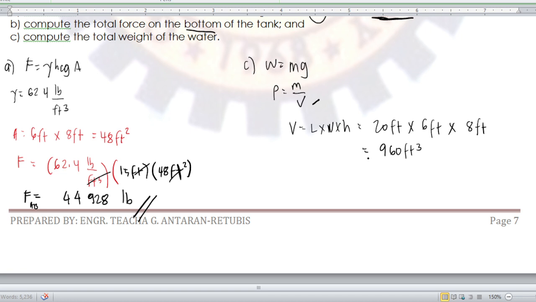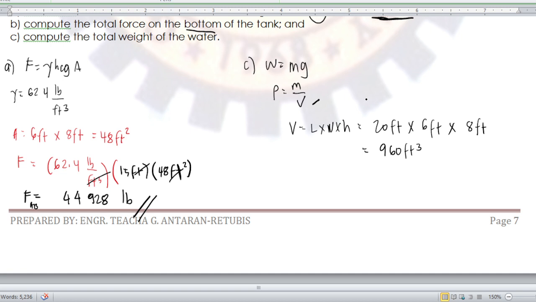Now, our problem will be the density. We don't have the density of water, but since it is water, class, we already have the value for that, right? For British engineering, we have the density, which is 1.94 slugs per cubic foot. And for the SI, we have 1,000 kilogram per cubic meter.